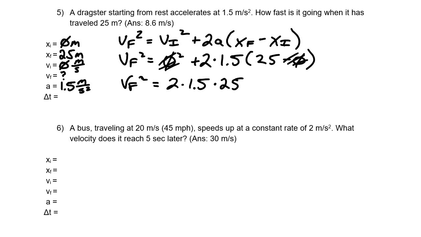Essentially, that's what we're doing, right? All right, great. So we have VF squared is equal to 75. Hey, I want the velocity. I don't care what VF squared is equal to. So how do we get rid of the squared? We take the square root, and that will get us our final answer of 8.6 meters per second.